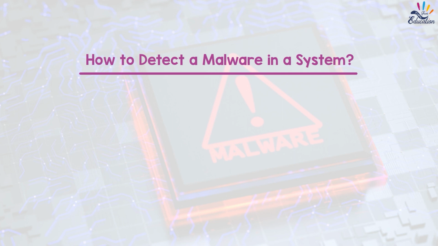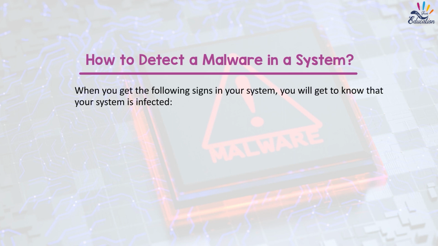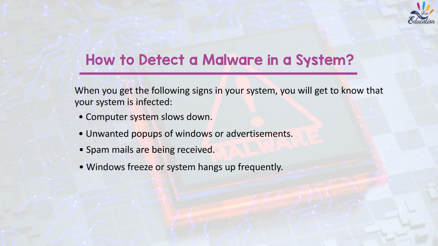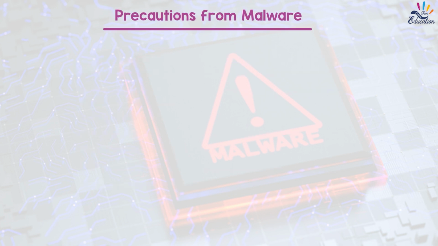How to detect malware in a system? When you notice the following signs in your system, you will know that your system is infected. Computer system slows down. Unwanted pop-up windows or advertisements. Spam mails are being received. Windows freeze or the system hangs frequently. System crashes frequently.